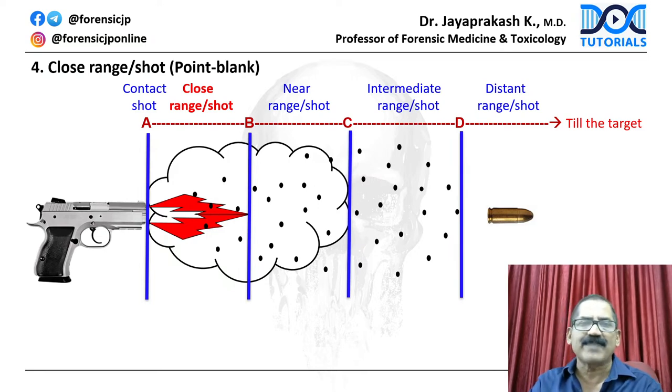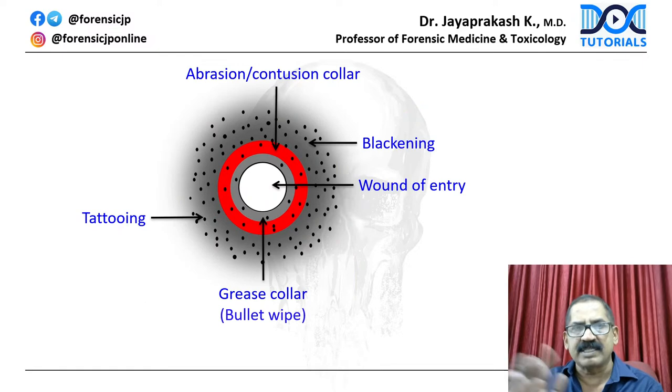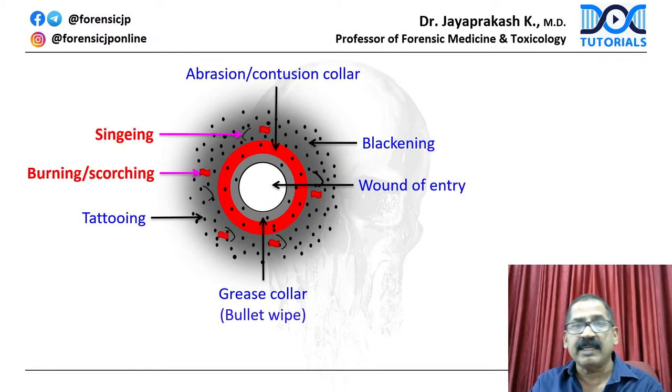Number four, close range or close shot. Sometimes we also call it point blank. That means the target is just away from the muzzle but within the reach of the flame. Here, appearance is again same as near shot, but in addition to that, there will be burning of the skin and singeing of the hair. Now, I hope all of you understood properly. If you remember so much, then definitely you can score minimum one, which is asked with the rifle firearm.